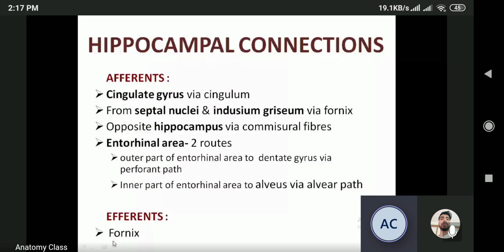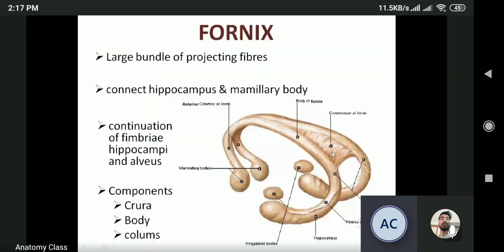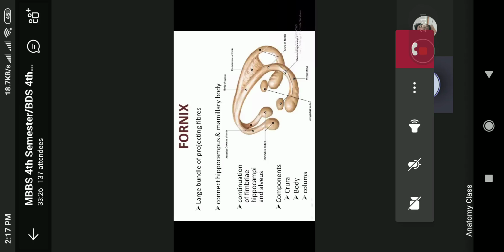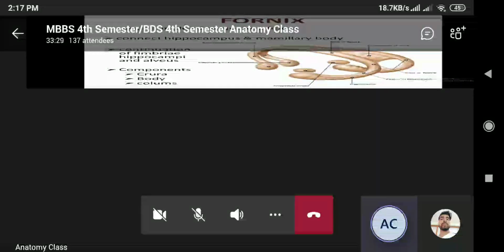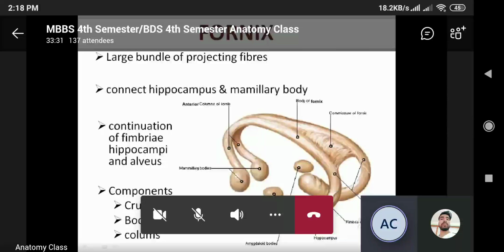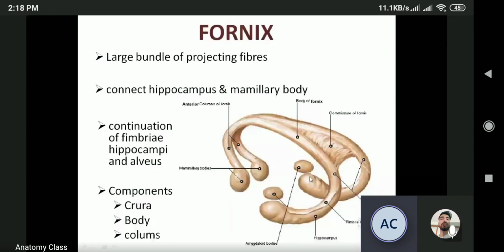So, what is this fornix? We should know detail about the fornix. Fornix is one of the largest bundles of projecting fibers which connect the hippocampus posteriorly with the mammillary body anteriorly. This is mammillary body, this is hippocampus. These two structures are connected with each other with the help of fornix, which is actually the continuation of fimbria hippocampi and alveus.